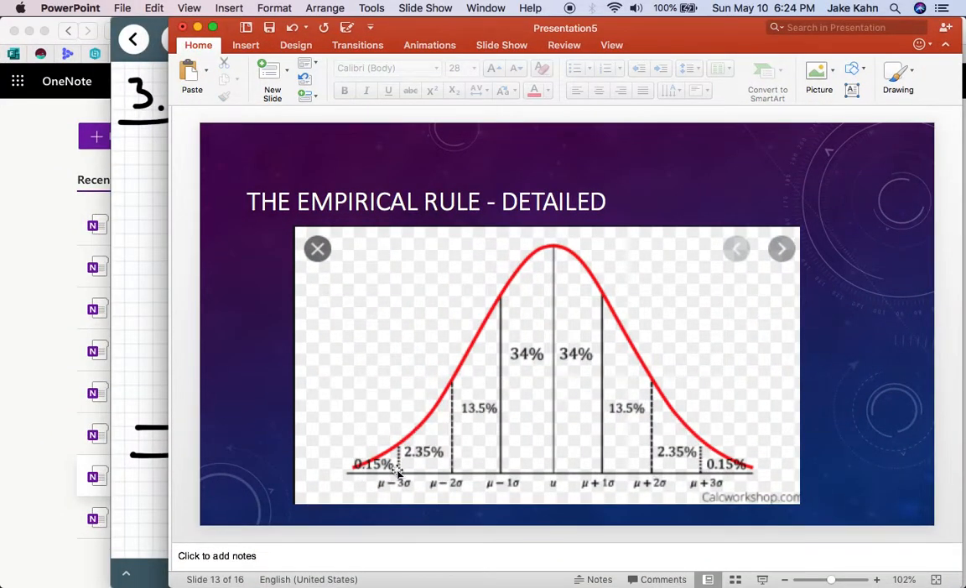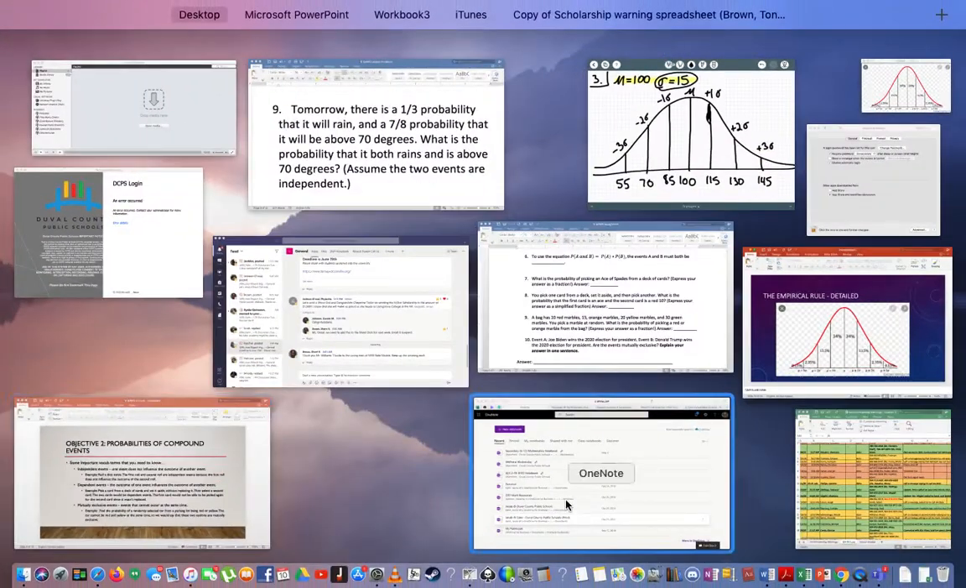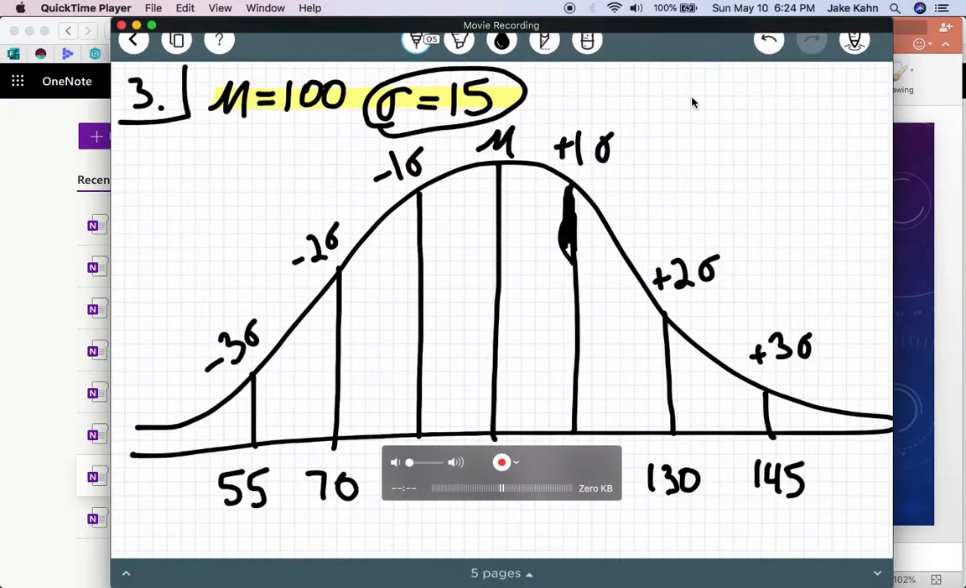So on the very ends, we have 0.15. Actually, let's start in the middle, 34%. I'm sorry, I lost myself. I have so many tabs open right now. Where am I? Okay. Let me do this in another color.